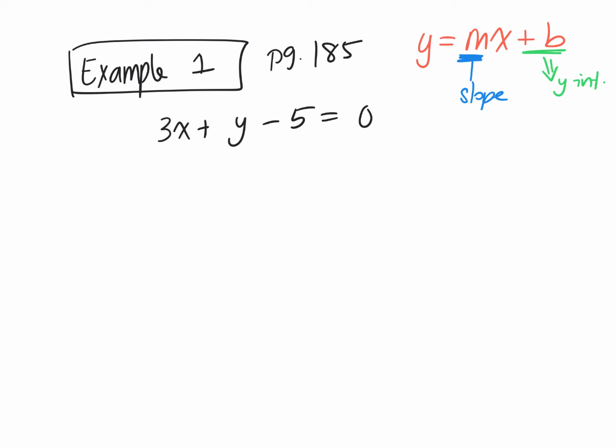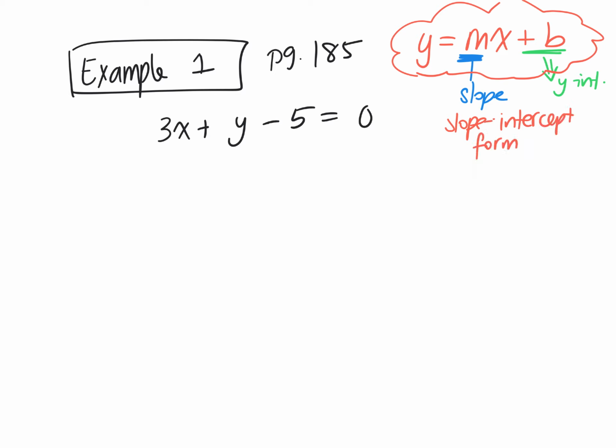Now in this question, you're given the linear equation, but it's not written in slope-intercept form. It's written in standard form. If it's written in standard form, you can't just look at it and say, oh, the slope is blah and the y-intercept's blah. You have to put it into slope-intercept form in order to figure out the slope and the y-intercept, right?